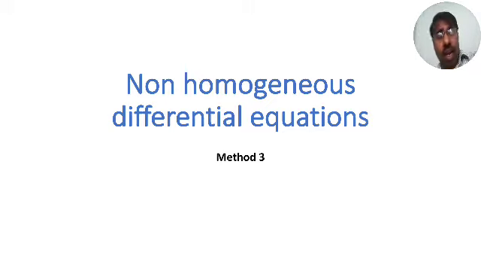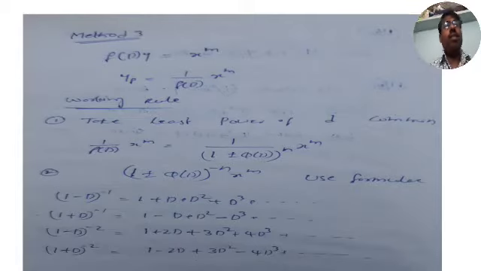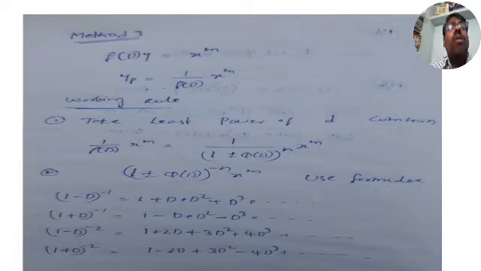So first of all, let me explain what method 3 is. Yes, this is method 3. F of D of y is equal to x to the power of m. Are you getting, guys? The right hand side is x to the power of m.